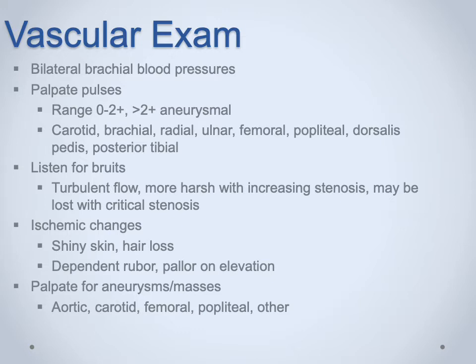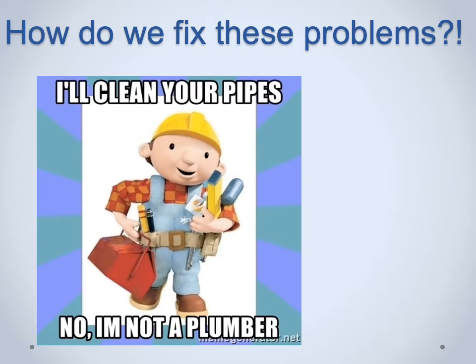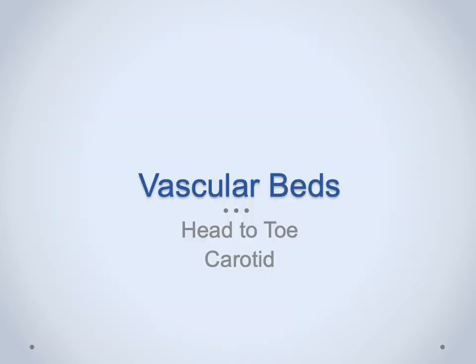Now that I've sort of introduced to you all how we assess these patients, the question remains, how do we fix these problems? Well, as vascular surgeons, we often describe ourselves as plumbers. There are multiple different ways we can intervene. We can clean out the pipes, which is known as an endarterectomy. We can reline the pipes, which is often an endovascular stenting, or we can build new pipes, which is open surgery with bypasses. So now we'll get into the basic tenets of vascular surgery going head to toe.